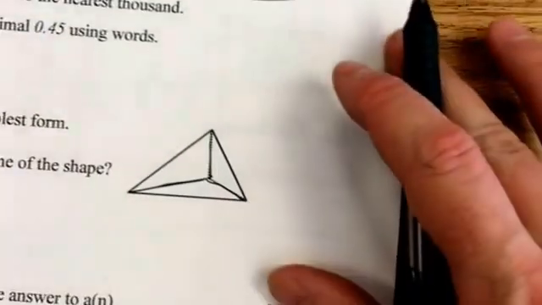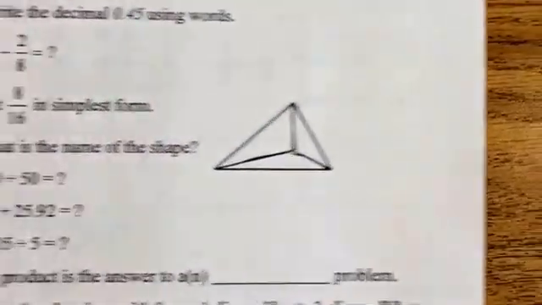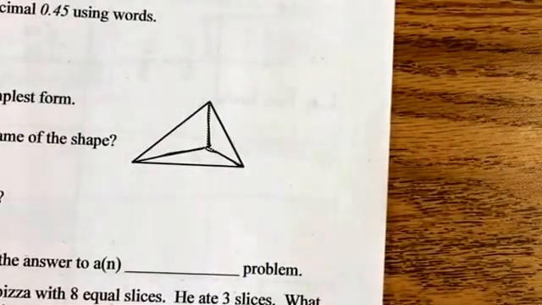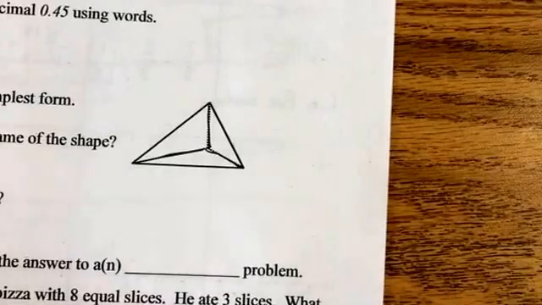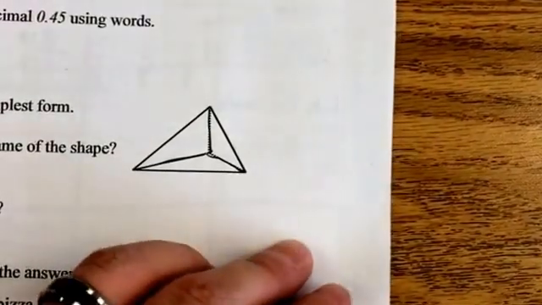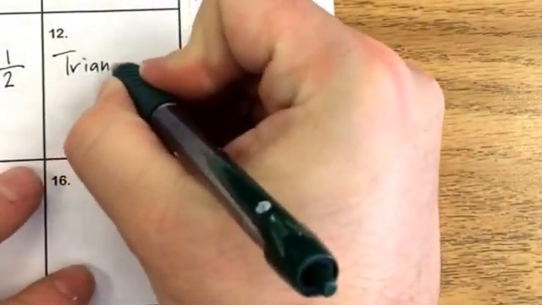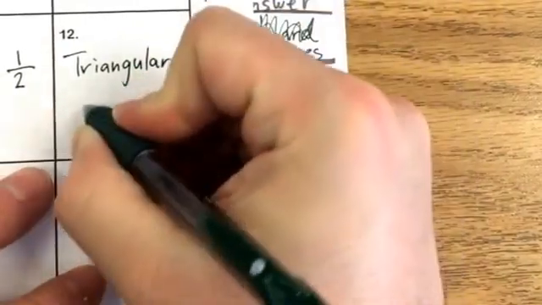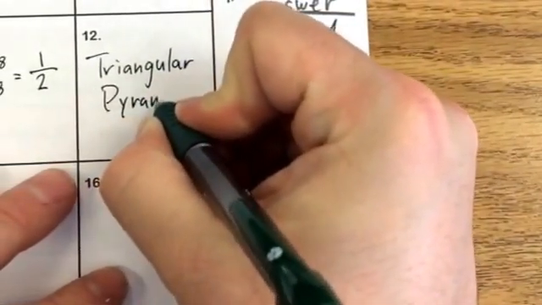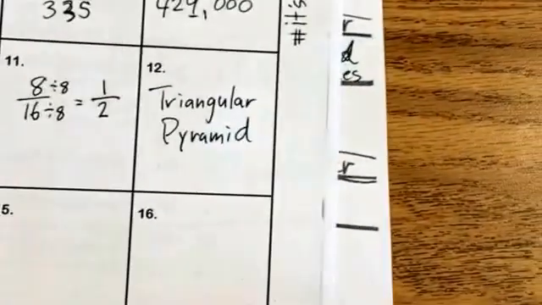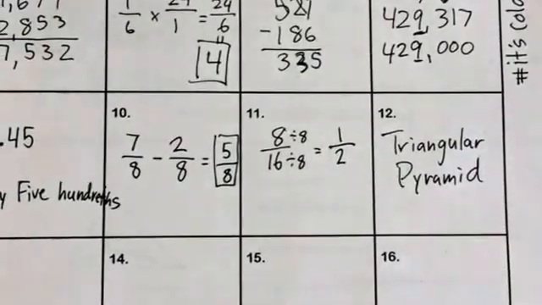And then finally, for number 12, they're asking us to take a look at this shape right here, and they want us to give the name of the shape. Well, this is a three-dimensional shape. If it wasn't 3 dimensions, it would just be a triangle. But since each of these sides are a triangle and it's 3 dimensions, that means that it is a triangular pyramid. A triangular pyramid.